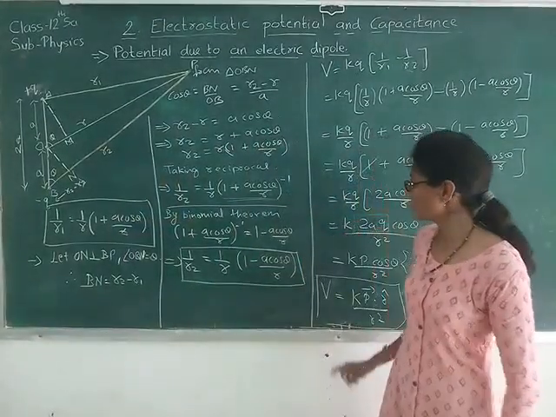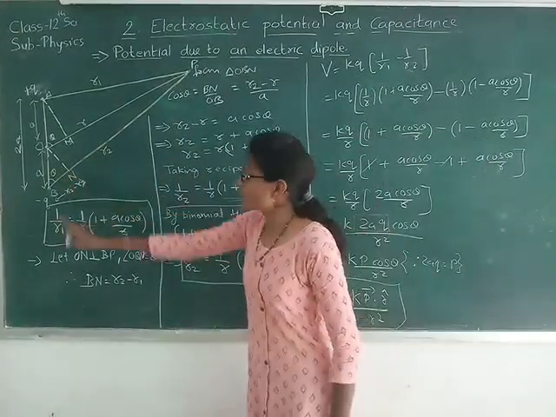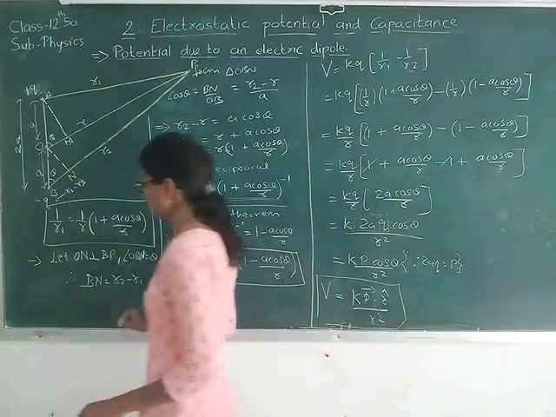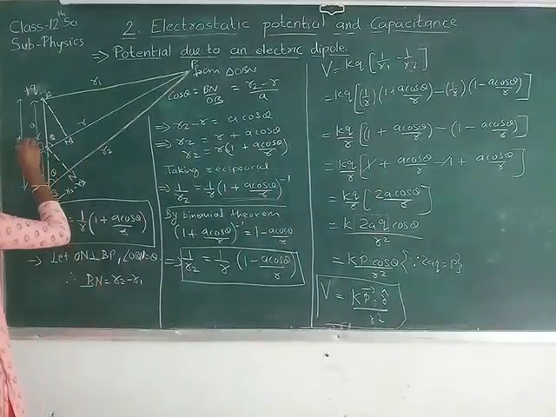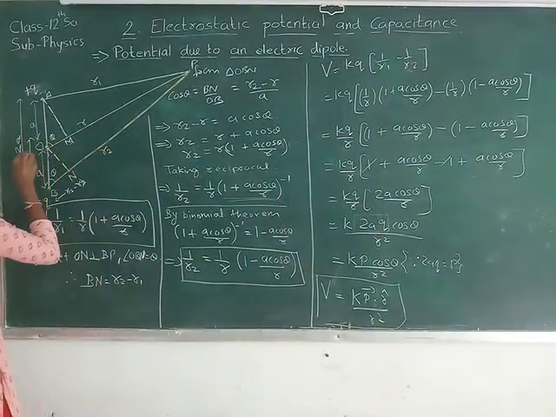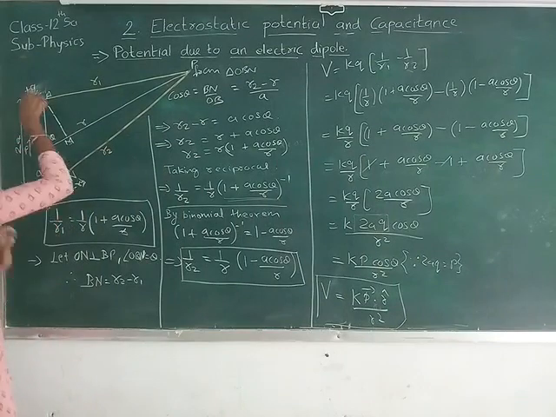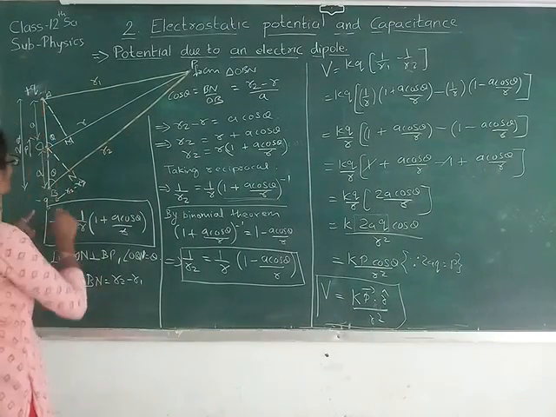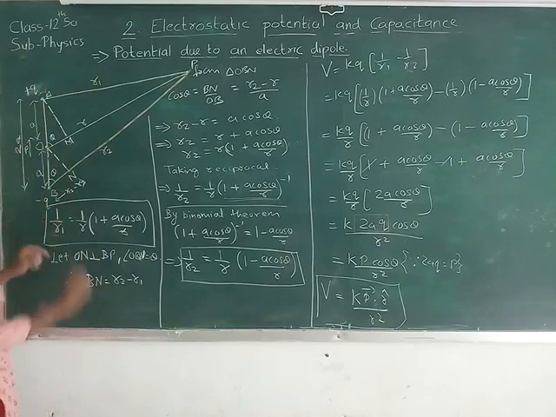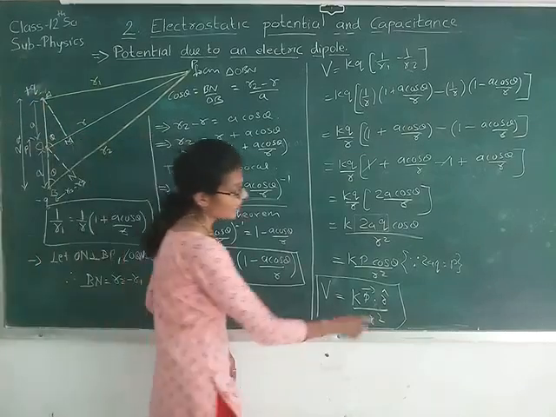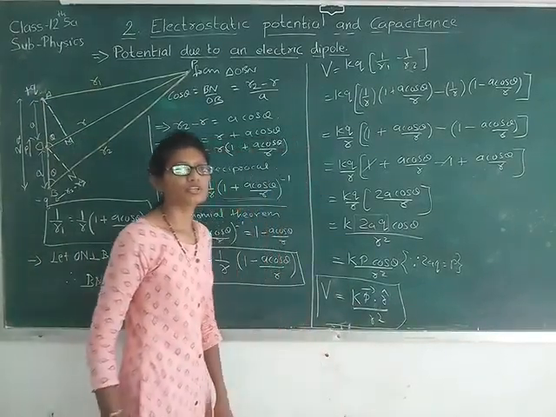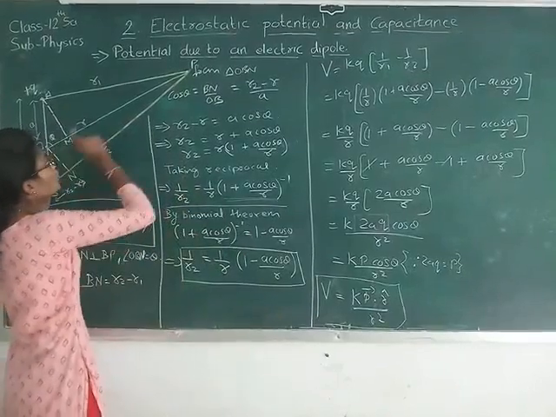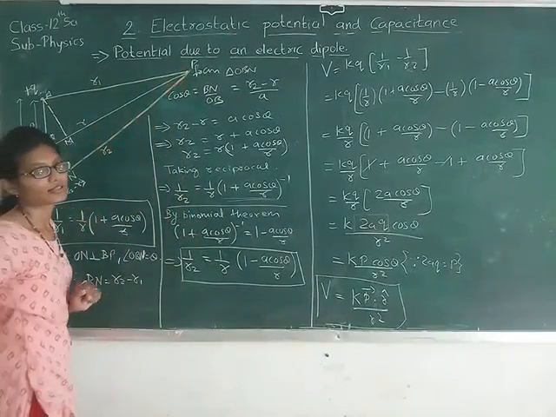As you can see over here, P vector that is the dipole moment and its direction is always from negative charge to the positive charge. So this is the direction of P vector. Here R cap, that is what? It is the unit vector along OP distance.